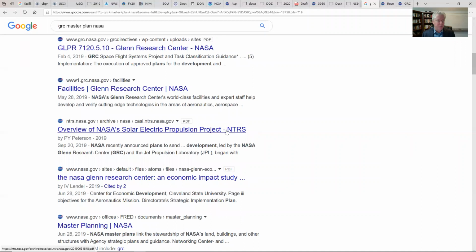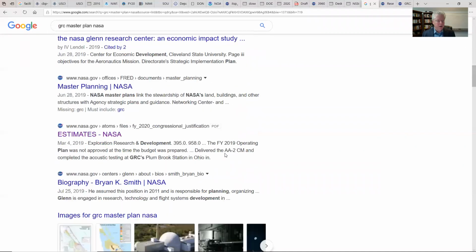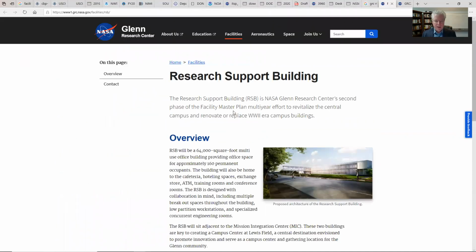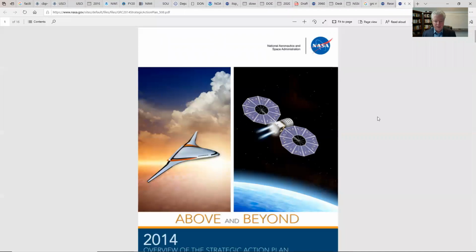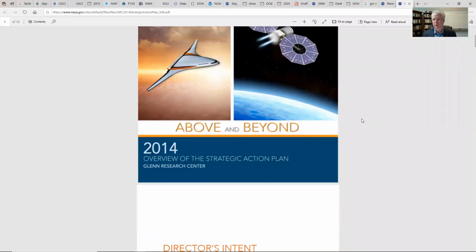I thought I could find it really fast for you, but this is an example of what I would ask the customer. Let me just look at these two links. This is a resource support building. I don't see anything there. And then this guy, above and beyond. So it's 2014, overview of the strategic action. So this is really old.